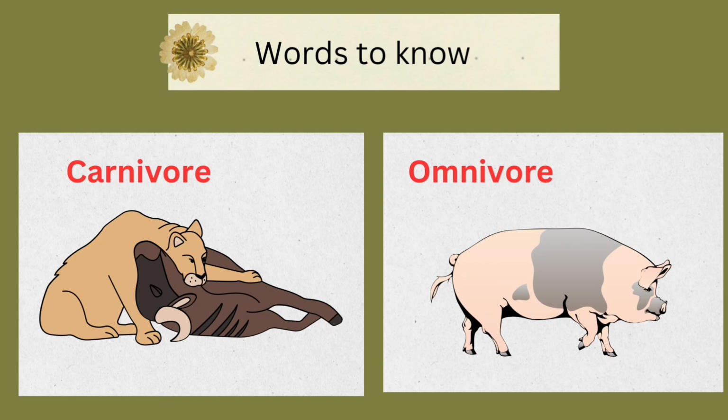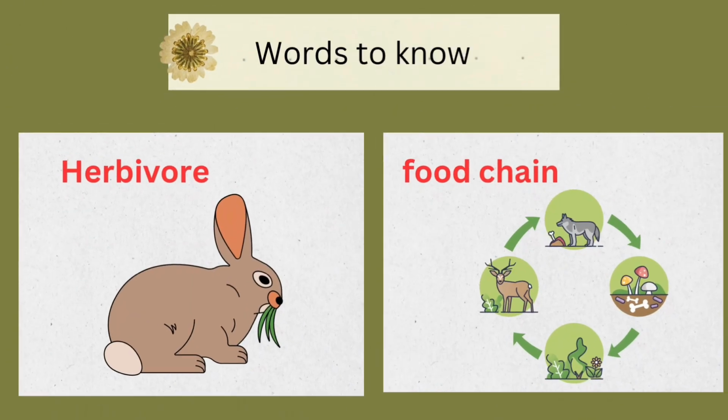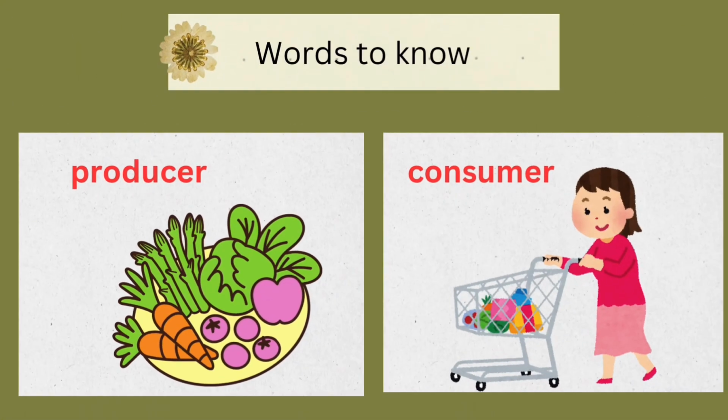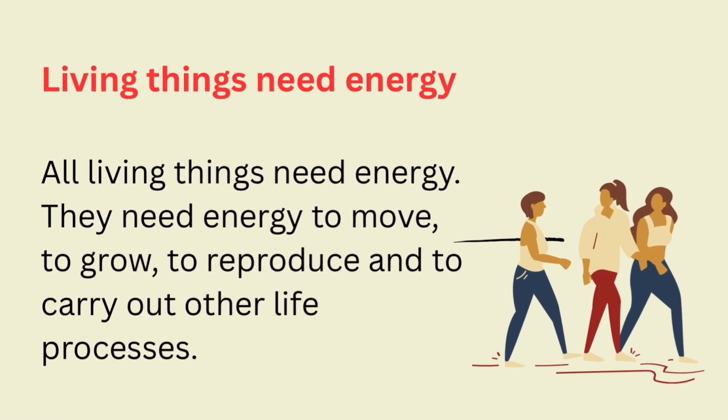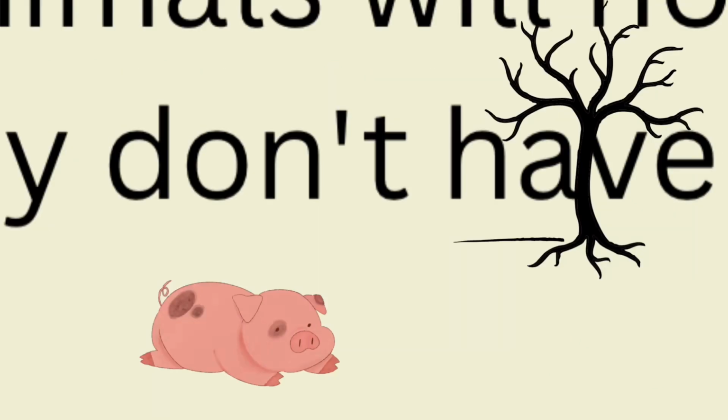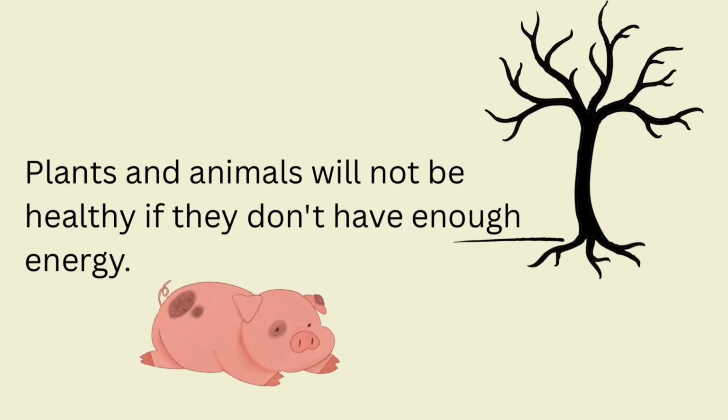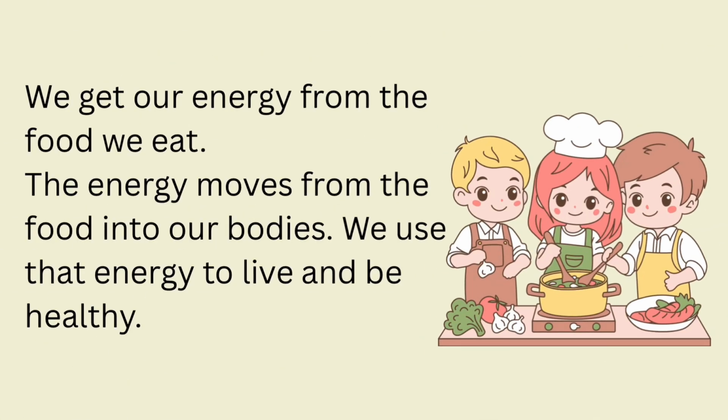What's to know? Carnivore, omnivore, herbivore, food chain, producers, consumer, predator, prey. Living things need energy. All living things need energy. They need energy to move, to grow, to reproduce, and to carry out other life processes. Plants and animals will not be healthy if they don't have enough energy. We get our energy from the food we eat. The energy moves from the food into our bodies. We use that energy to live and be healthy.